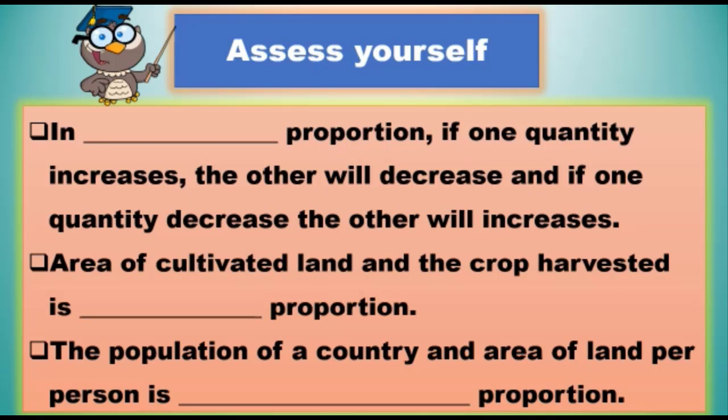Dear students, we have highlighted some points and have solved exercise number 5. So by keeping those points in your mind, it's time to assess yourself. Let's start filling these blanks. Number 1. In dash proportion, if one quantity increases, the other will decrease, and if one quantity decreases, the other will increase. Number 2. Area of cultivated land and the crop harvested is dash proportion. Number 3. The population of a country and area of land per person is dash proportion.